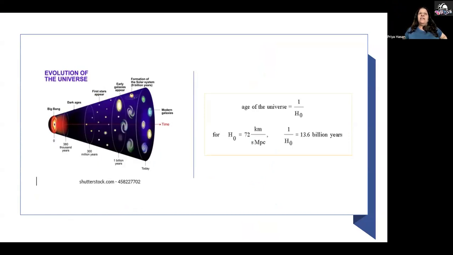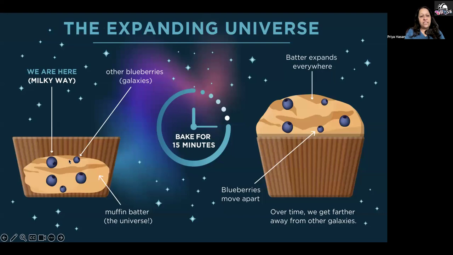And the interesting thing is that since you are assuming that the start of the universe was everything together, you can actually calculate the age of the universe as 1 upon H naught, where H naught is Hubble's constant. And you can actually find out the age of the universe to be 13.6 billion years, right? And that's what we know. So this is the expanding universe.